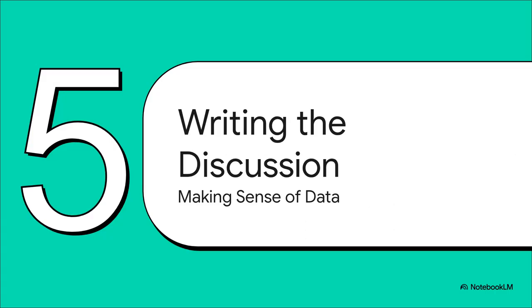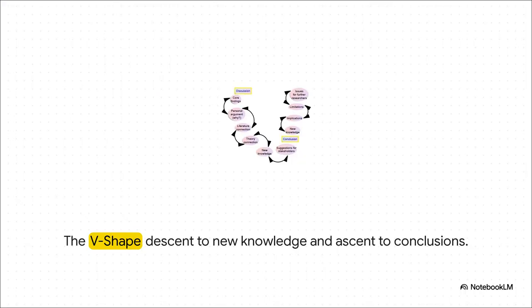Number 5. Writing the discussion. Dr. Joshi uses this brilliant V-shaped strategy to visualize the discussion and conclusion sections. Imagine a letter V. You start at the top left by stating your core findings. Then, you descend into your personal argument, the why behind it all. You connect that to existing literature, then to broader theory, until you hit the very bottom point of the V, new knowledge. This is it. This is your unique contribution to the world.